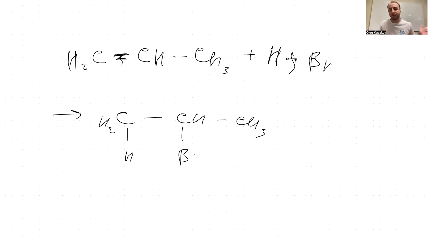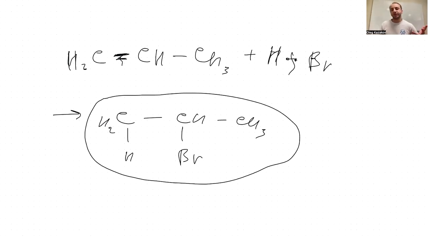And now we have, at the end of the day, a substituted alkane. And then we will not have bromine here and H there. So that's not observed, right? So this is going to be our product that we are going to obtain as a result of this chemical reaction. So this is Markovnikov's rule, right?